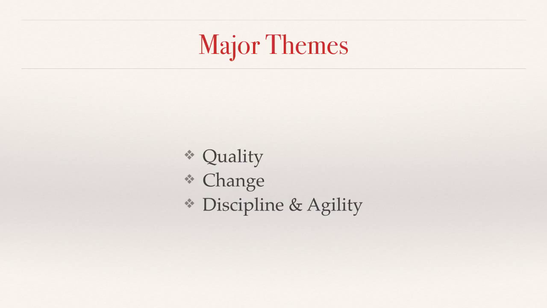Now, there's one final theme that I'll mention here, and it's that of a disciplined approach to software development versus an agile approach to software development. Really, this theme is a kind of merger of the two previous themes. Software engineers want a disciplined approach to software development because they want to be able to build a quality product. But they also want an agile approach that allows them to respond effectively to change.